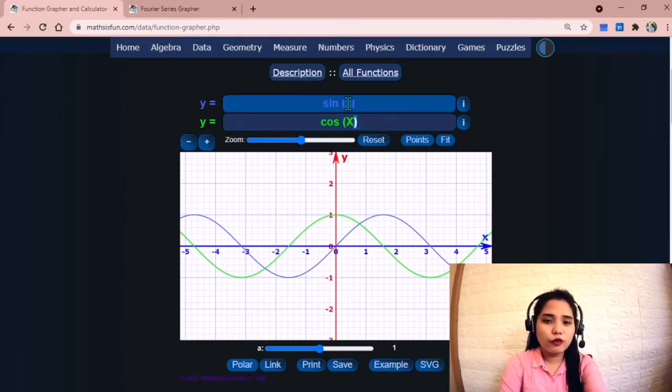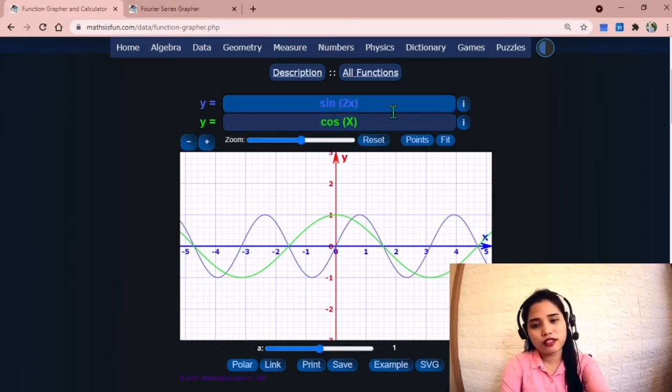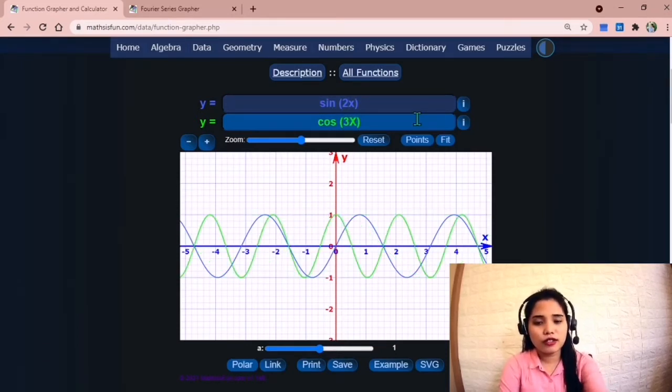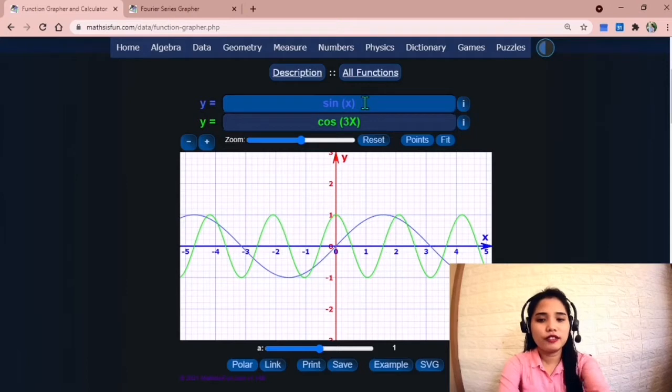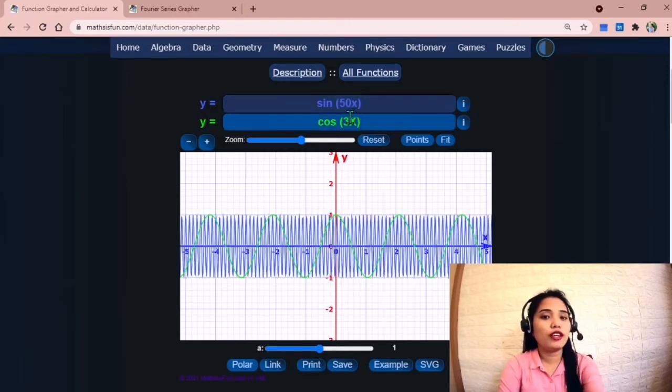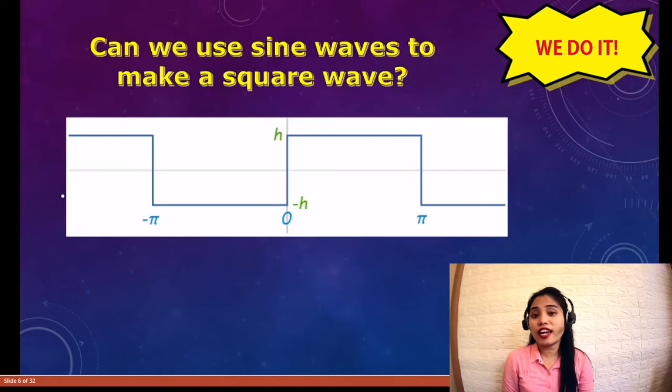How about if we make it sine 2x? And we make it, let's say, sine 3x. So it looks like that. How about sine 50x? Oh, and cosine x. It's very pretty graph.